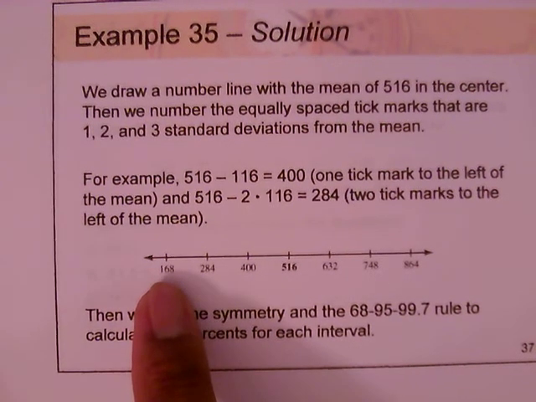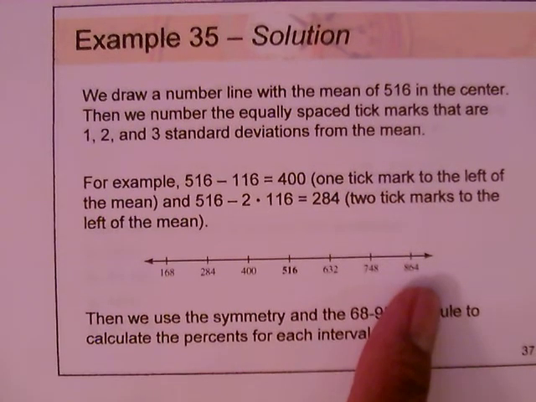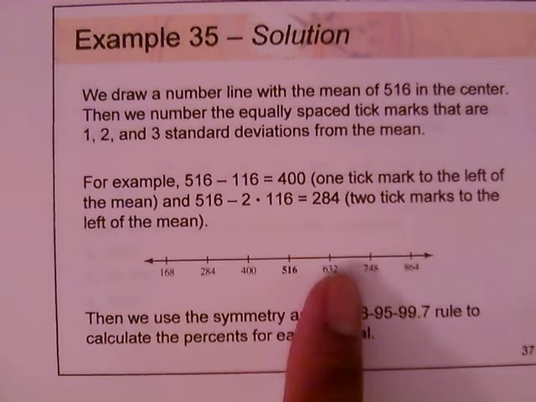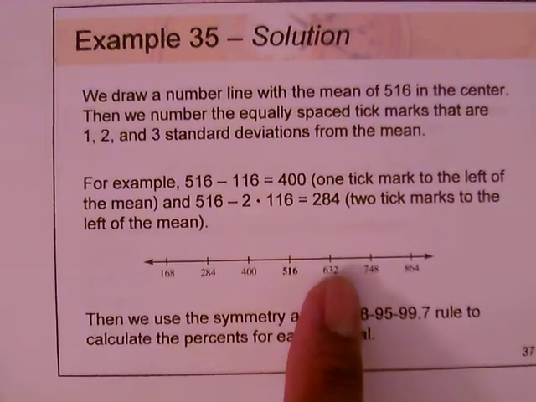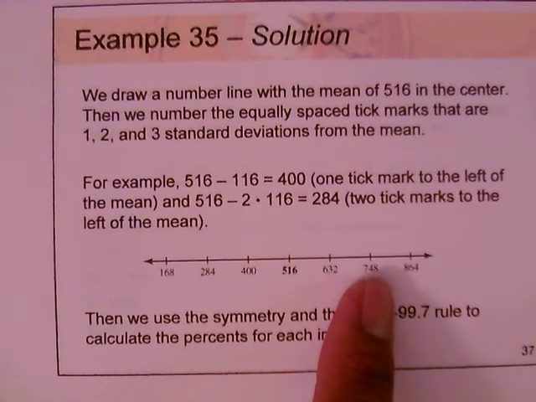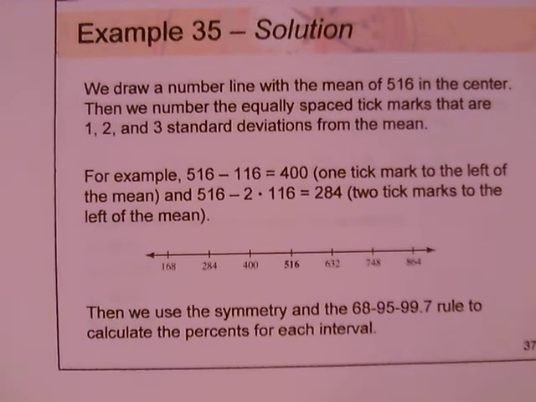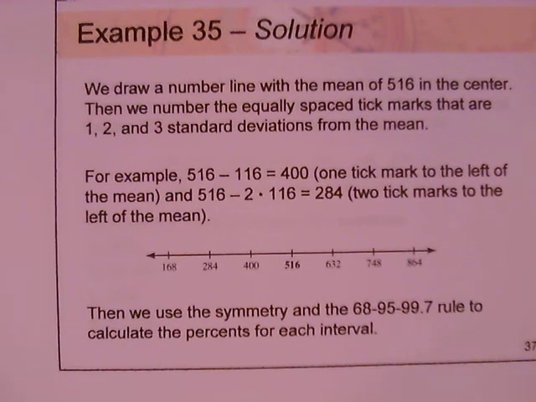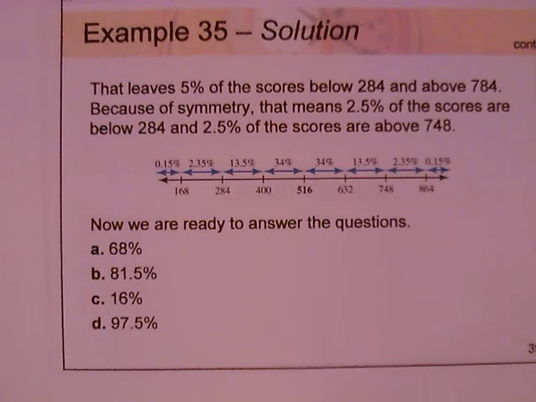And then on the right side, we add 116, because these represent values above the mean. So 516 plus 116 will give you 632. That's one standard deviation above the mean. 632 plus another 116 will be 748. And then 748 plus another 116 will give you the 864. And then we can use symmetry and the 68, 95, 99.7 rule to calculate the percents for each interval, like on this next slide that you see here.